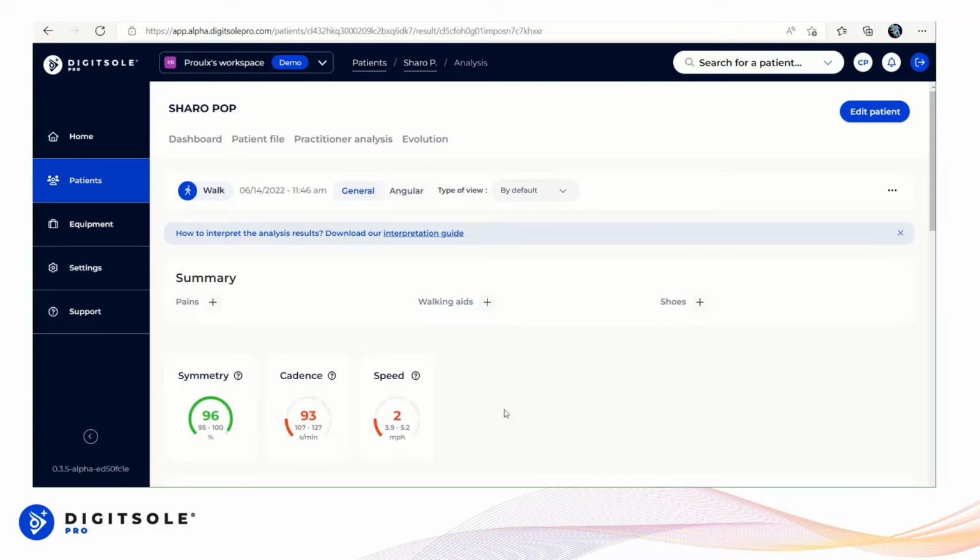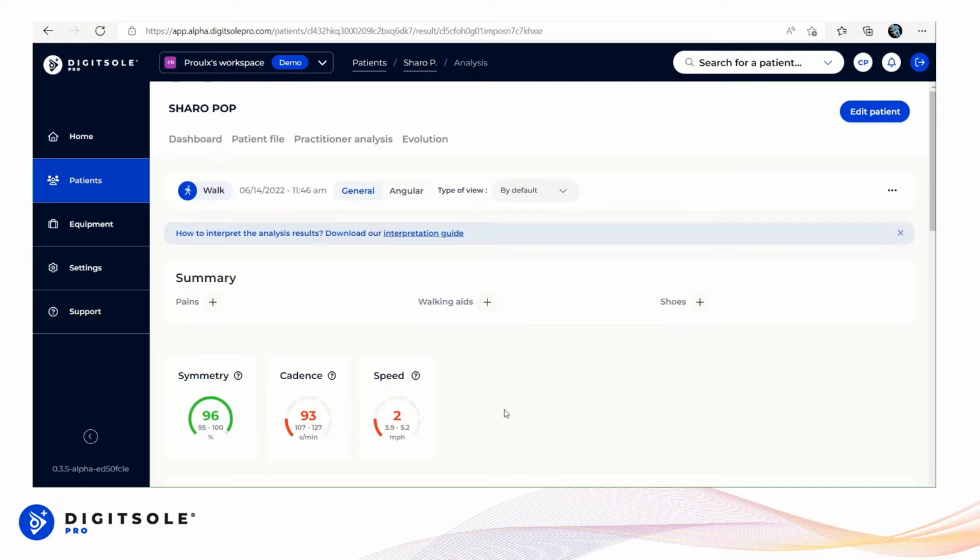The symmetry characteristic is relative to the stance phase. So this is the amount of contact time during the stance phase between the right and the left foot. So that particular characteristic is showing us that there's a 96% symmetry. So there's only a 4% difference in the mean between time in the contact phase between the right and the left foot. And then we've got cadence, which is the number of steps per minute.